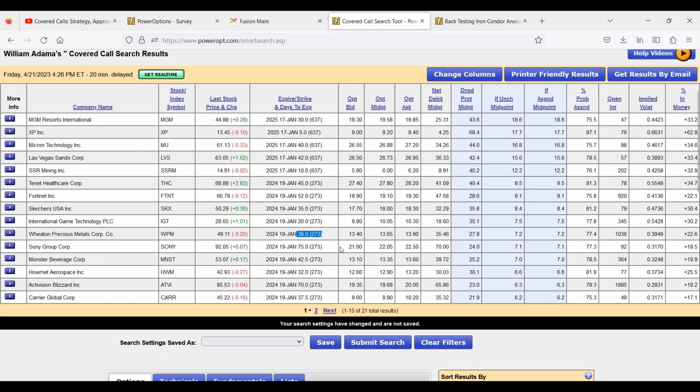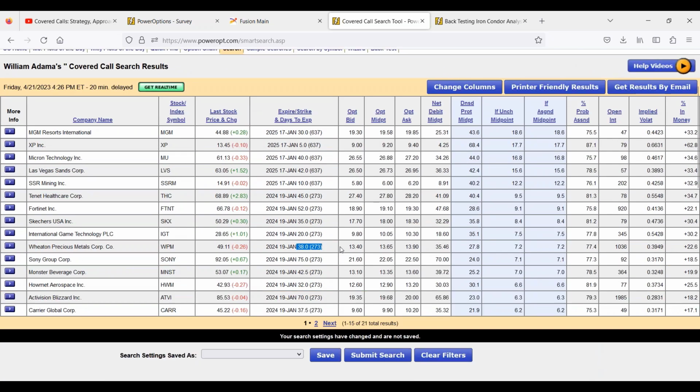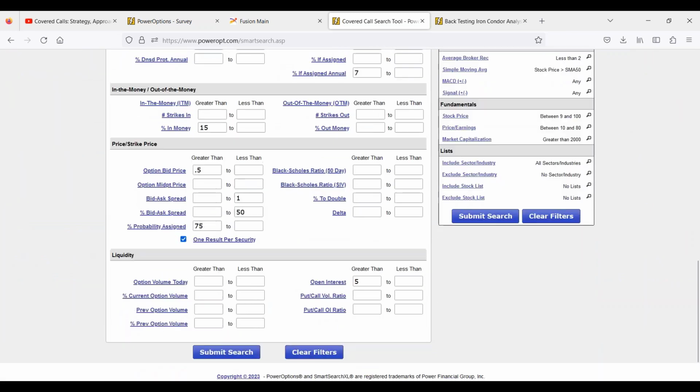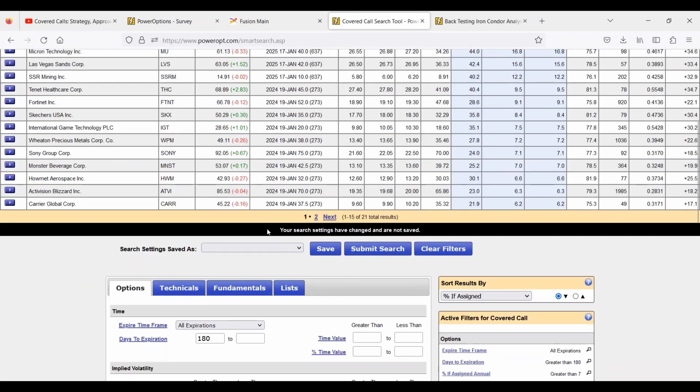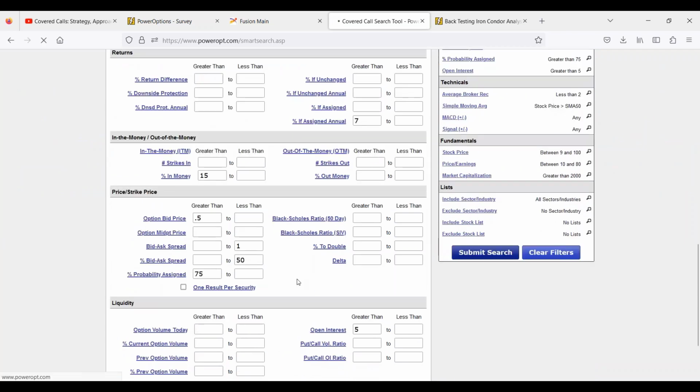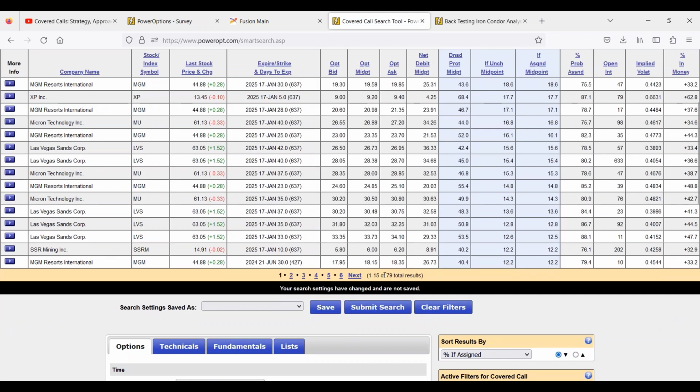So did I take the one result per security out? Let's take the one result per security out. And we have 21 total results now. This goes up to 79. So we're going to see duplicates, LVS, MU. These are all strikes that match the base criteria for 75% probability, double-digit return, reasonable downside protection on the position. These might not match your other criteria, Mike.